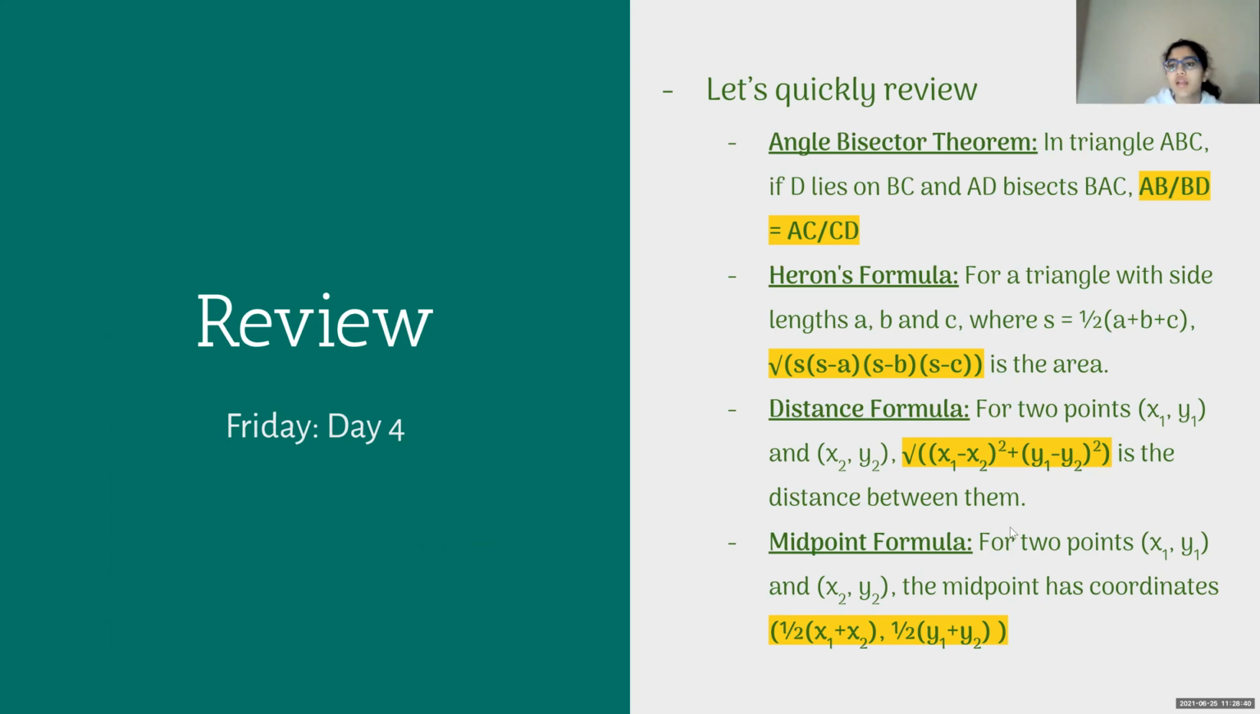And then for the distance formula, for 2 points x1, y1 and x2, y2, the square root of the difference between the x's squared plus the difference between the y's squared is the distance between them. And then the midpoint formula is half of the sum of the x's, comma, half the sum of the y's, which is equal to the midpoint between 2 points.